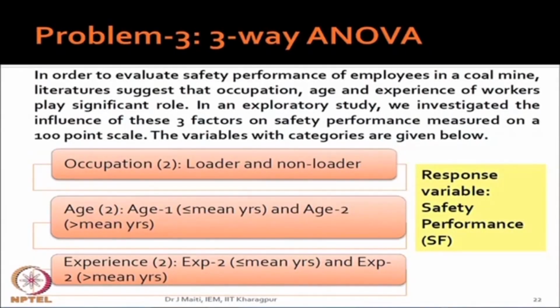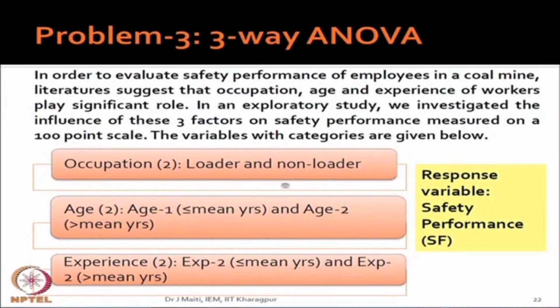Here, read the problem. In order to evaluate the safety performance of employees in a coal mine, this study is a real case. We have done it, but here I am showing you the partial results, because I have not taken all the variables, only a few. Literature suggests that occupation, age and experience of workers play a significant role. In an exploratory study, we investigated the influence of these three factors on safety performance measured on a 100-point scale. The variables with categories are given below.